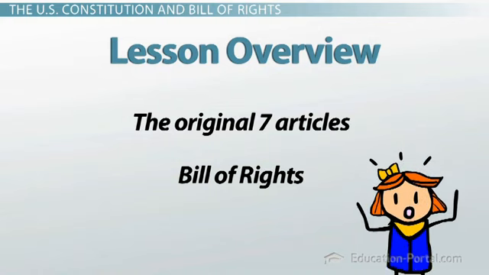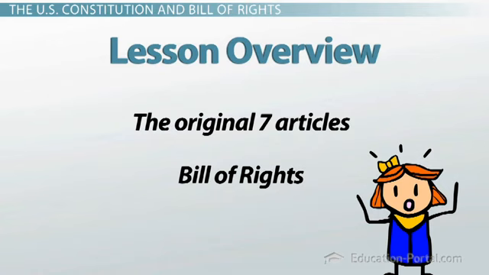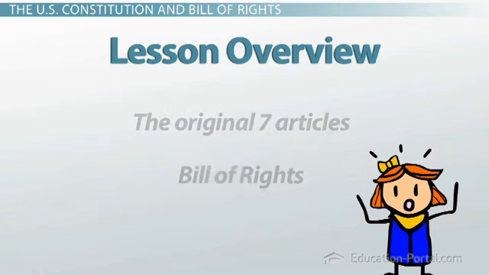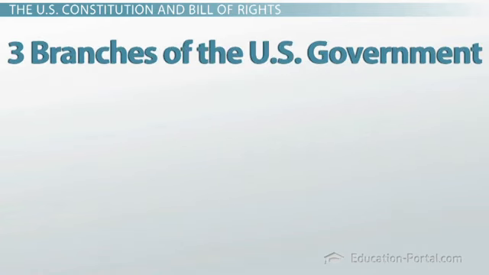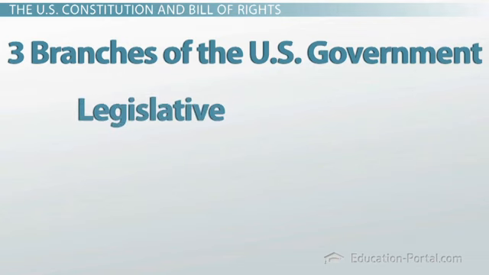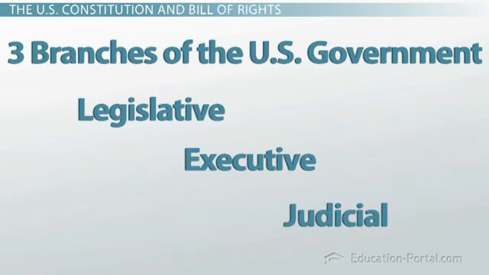For the sake of student sanity, we'll be mainly focusing on a clear and simple understanding of the first 3 articles, which form the 3 branches of the U.S. government: the legislative, the executive, and the judicial. Then we'll more quickly cover the rest.